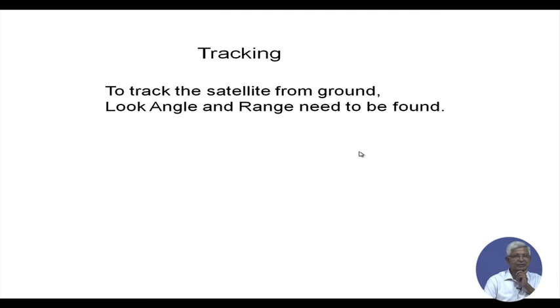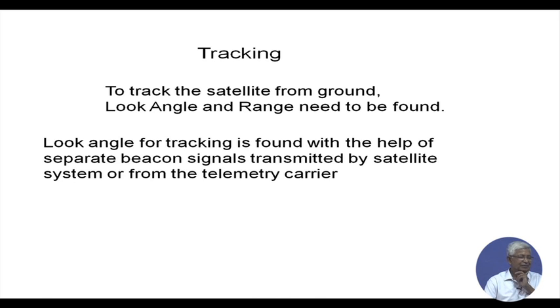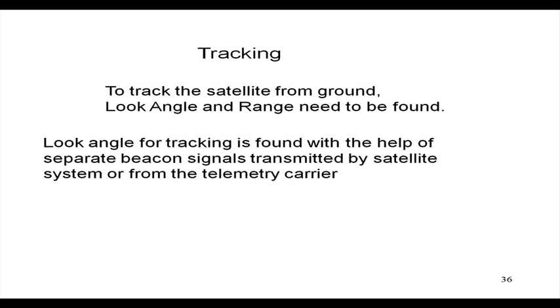There is the other part, which is tracking. To track the satellite from the ground, the look angle and range need to be found out. Look angle for tracking is found with the help of a separate beacon signal transmitted by the satellite. We have seen for orbit control, from the ground we transmit a signal, and at the satellite we try to look at that ground signal source. Similarly, the satellite can transmit a signal, and an antenna can point to that signal and adjust to find out the azimuth and elevation angle of the antenna.